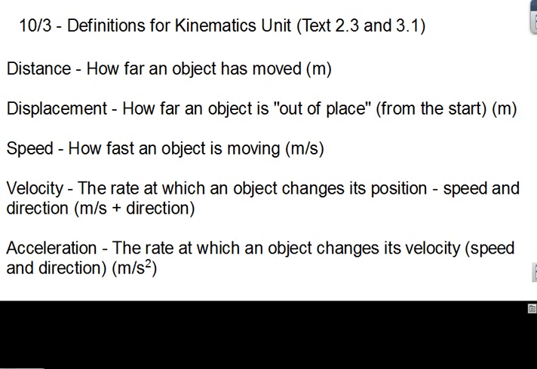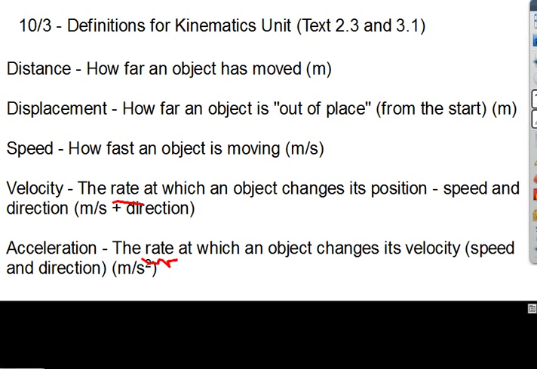And then acceleration. And acceleration is another rate. So here we've got a rate here and a rate here, and we'll talk about what that means in a second. It's the rate at which an object changes its velocity, and velocity being the speed and direction. And that's measured in meters per second squared. Because velocity is measured in meters per second, and then it's over time, that's how we measure rate, in a certain amount of time, which means that the rate of change of velocity is meters per second per second, or meters per second squared.